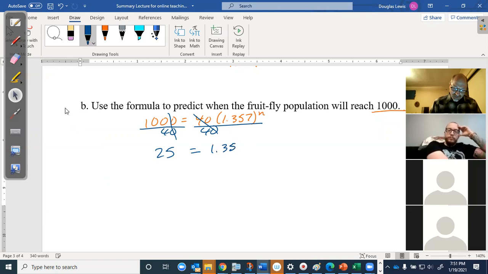And now there are two ways of solving this, and both of them use logarithms. So I'm going to show you two methods, two approaches, and you can pick whichever one you prefer. So I'm going to go method A over here.